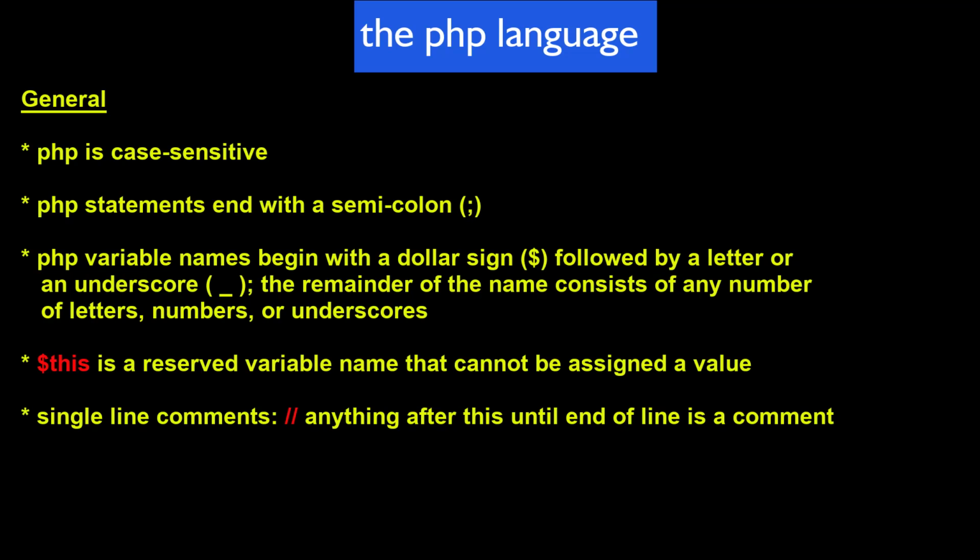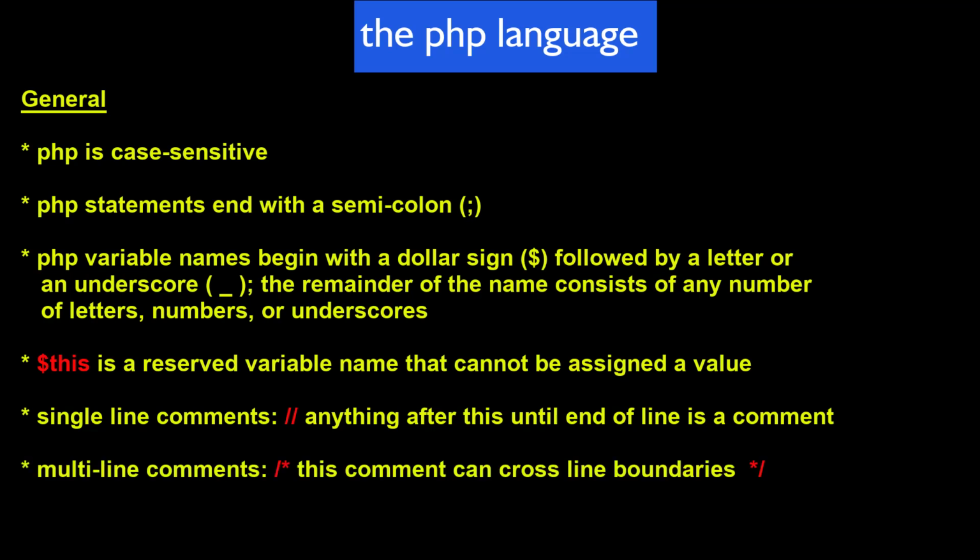Single line comments: // creates a comment. Everything after that till the end of the line is a comment. But you can have multi-line comments, which begin with /*, and this comment can cross line boundaries until you end with an */. And blank lines can appear anywhere.